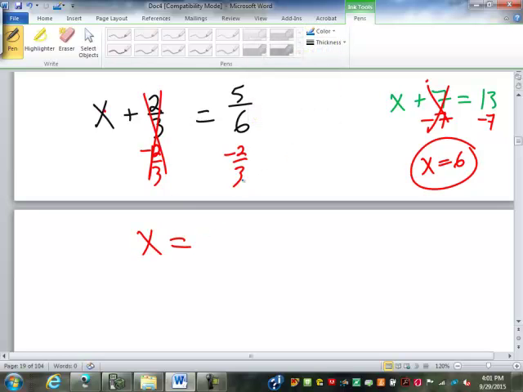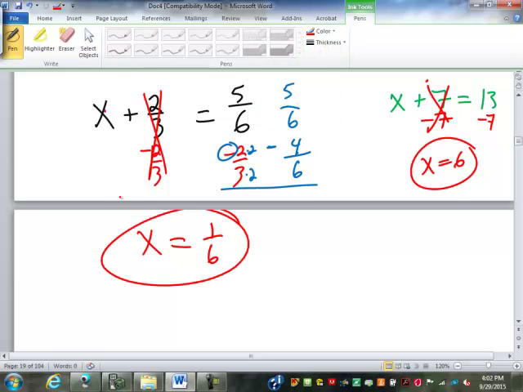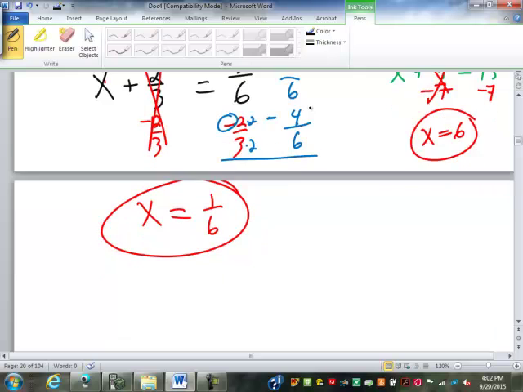Over here, I need a common denominator, which is going to be 6. That stays 5/6. This is going to become, 3 times 2 makes 6. 2 times 2 is 4. So 4/6, and it is still minus. 5/6 minus 4/6 is 1/6. How are we doing so far? No? Okay.